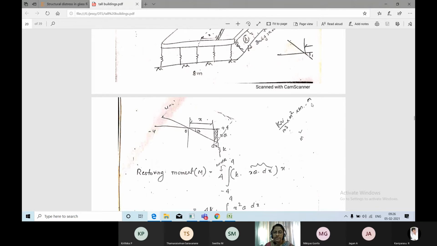Finally you will get kilonewton meter. So that is the moment. Okay, that is the moment. That means you are integrating the area of the moment from one end to the other end. That is how you are getting the moment.